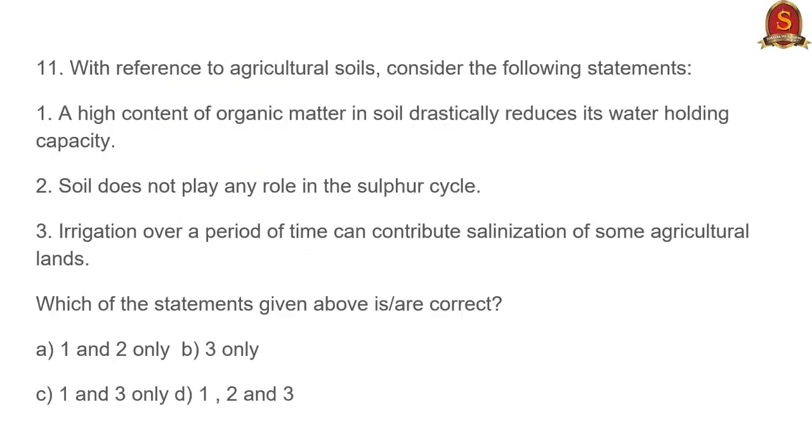Now moving to the next question. With reference to agricultural soils, consider the following statements. 1: A high content of organic matter in soil drastically reduces water holding capacity. Now look closely at statement 2: Soil does not play any role in the sulfur cycle. You might not know what the sulfur cycle is at all. You might not know how sulfur is getting redistributed between the different components of the biosphere, lithosphere, atmosphere and hydrosphere.